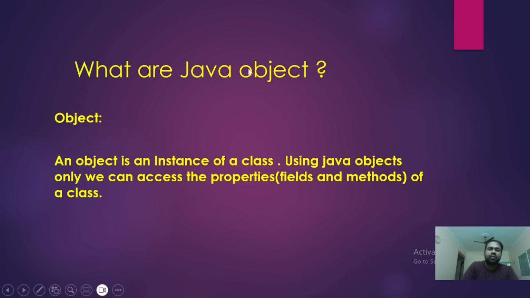That is object. To access the fields and methods in a class, we should have what? Objects. And coming to the definition, an object is an instance of a class. Using Java objects only, we can access the properties like fields and methods of a class. Sometimes in the video I'll be using the name properties of a class. Here properties of a class is nothing but fields and methods.